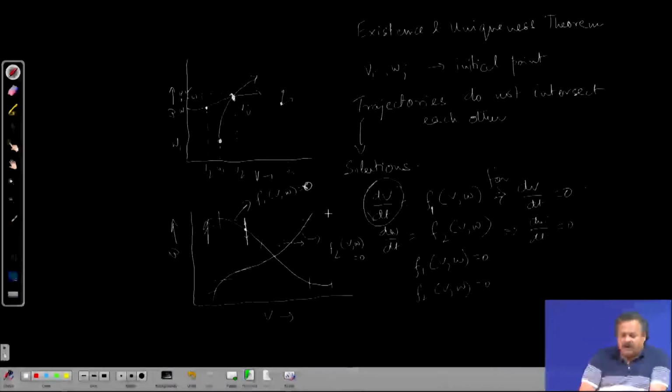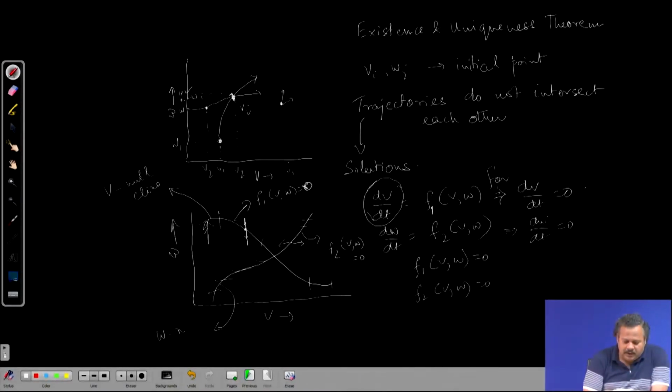So, these lines are called the nullclines. This particular one would be called the V nullcline, and this particular one will be the W nullcline. Or if the state variables are x and y, then x nullcline, y nullcline, or whatever the variables are. Now we are posed with an interesting situation, at the intersection of these nullclines.